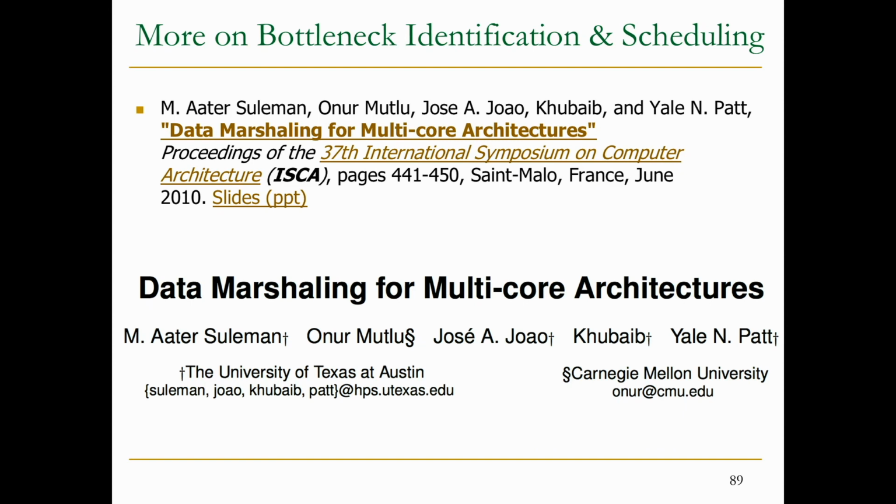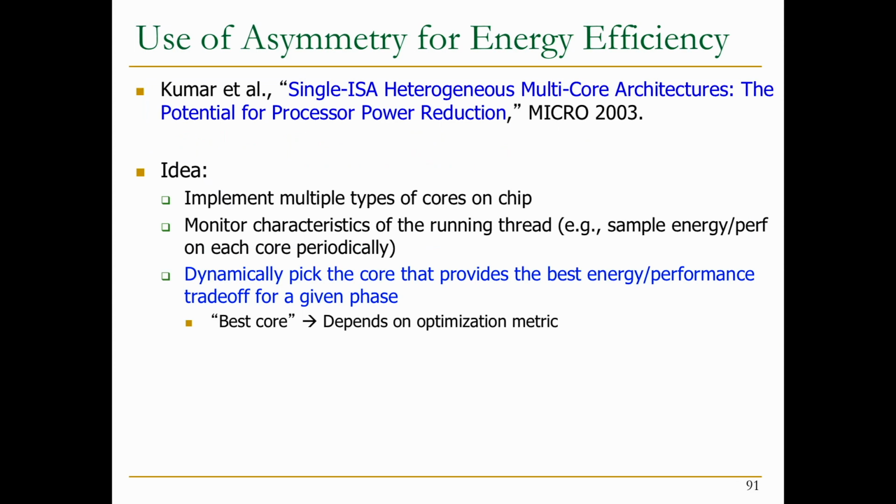Okay, I guess in the remaining time, I'll very briefly talk about some other uses of asymmetry. These other uses will be energy efficiency, for example. Actually, this is a paper that is relatively old. And when asymmetry for multi-core was proposed, it was really proposed for energy efficiency in the end. And you can see that processor power reduction. And ARM Big and Little was being developed also during that time. And the basic idea is very simple, very similar. It's, again, single ISA heterogeneous multi-core.